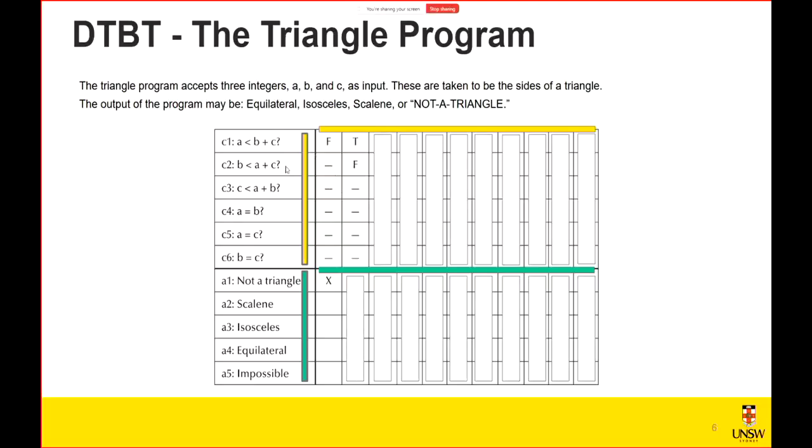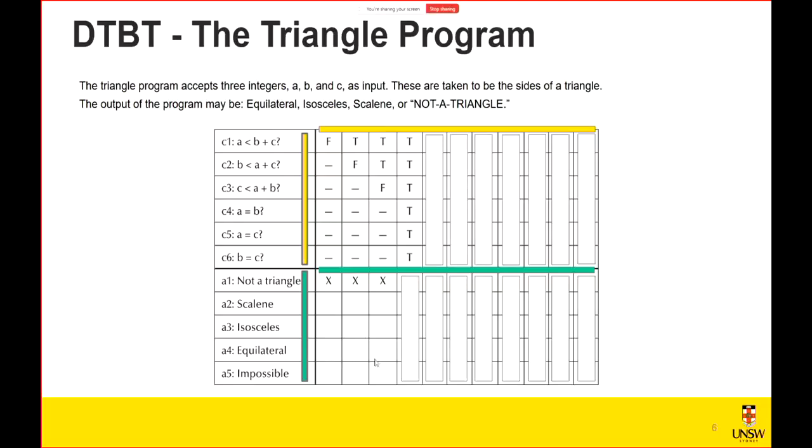And similarly for B, if we set C1 to be true, and if we take the false value for C2, then we don't need to care about the rest of them and just output the not triangle output. And similarly for C3, we can also have this. The next one could be all of C1, C2, and C3 are true, and let's assume that C4 through C6 are also true. So in this case, what is the output here? What is the action here?